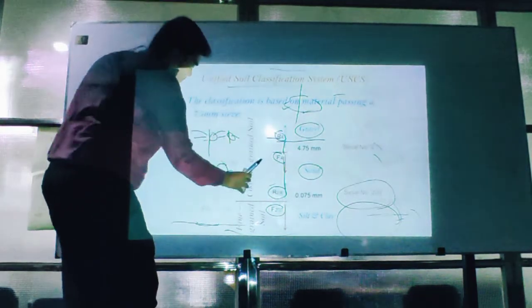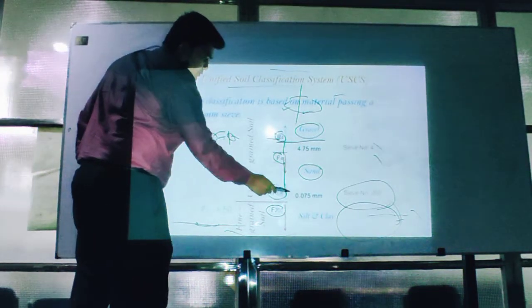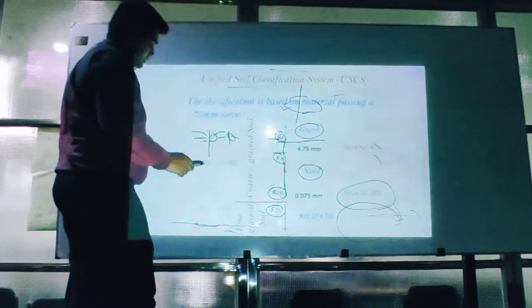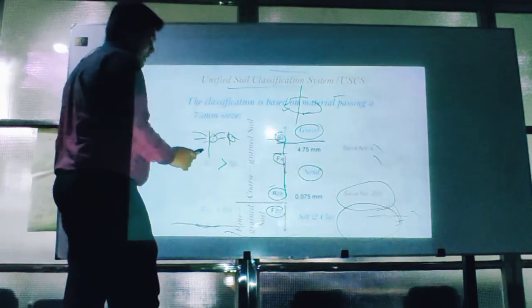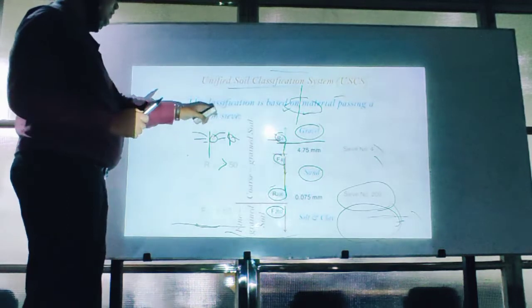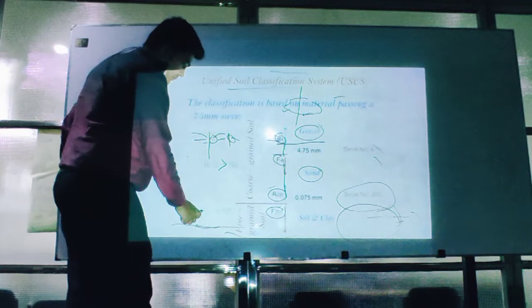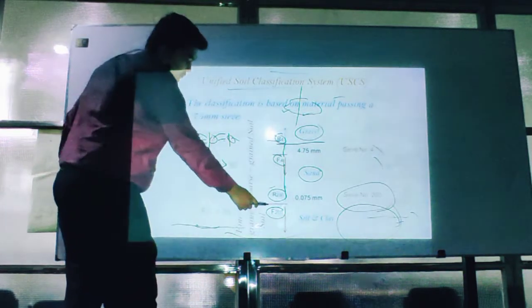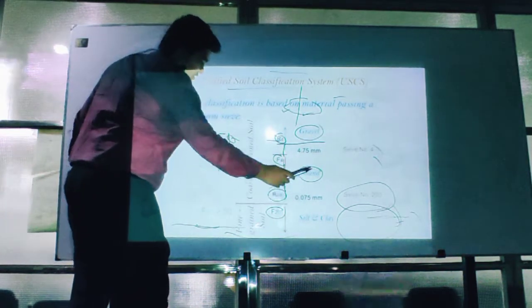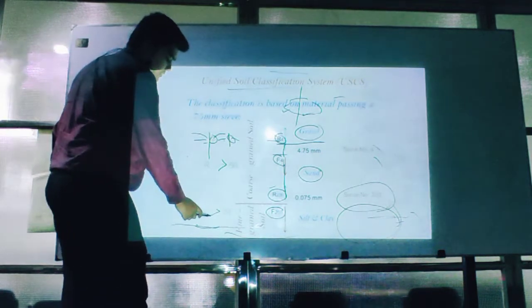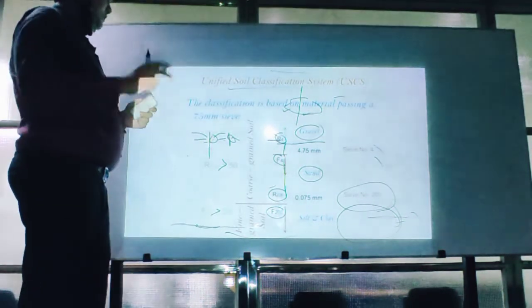Another thing here: how can we remember which is coarse-grained soil and which is fine-grained soil? If the percentage retained on the No. 200 sieve is greater than 50%, then the soil is coarse-grained. And if F200, that means the fine particles passing through the 0.075 millimeter sieve, is greater than 50%, it means it is fine-grained soil. Then the mathematical terms.